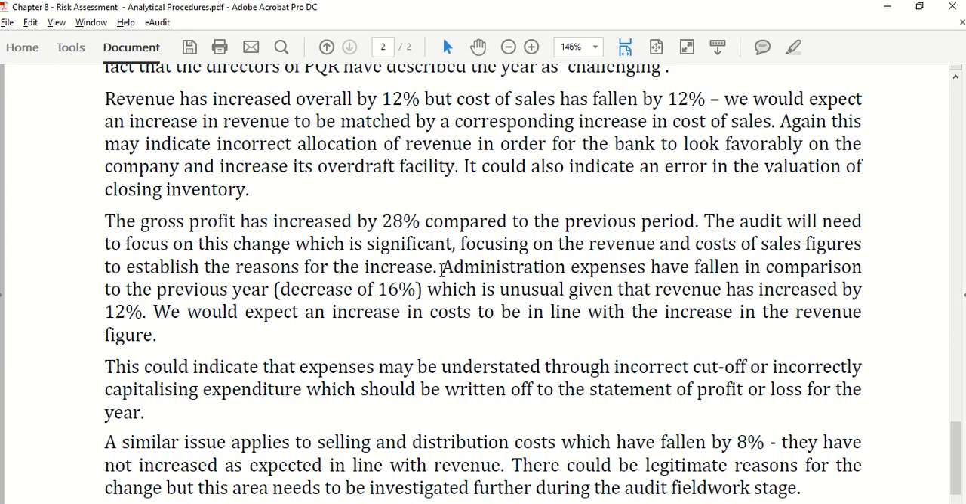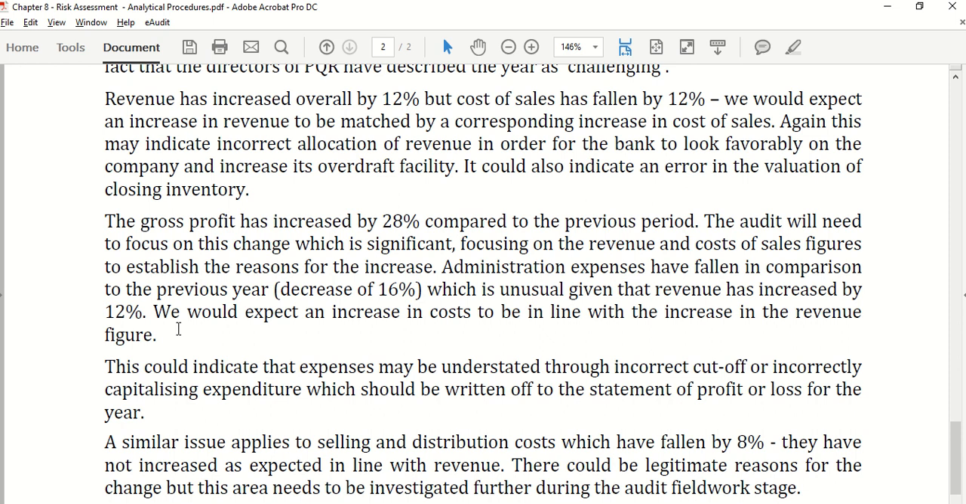That is questionable. Administrative expenses have fallen in comparison to the previous year, decreasing by 16%, which is unusual given the revenue has increased by 12%. When your revenue is increasing by 12%, your expenses are also likely to increase, but rather what is happening is expenses have decreased by 16%, right?